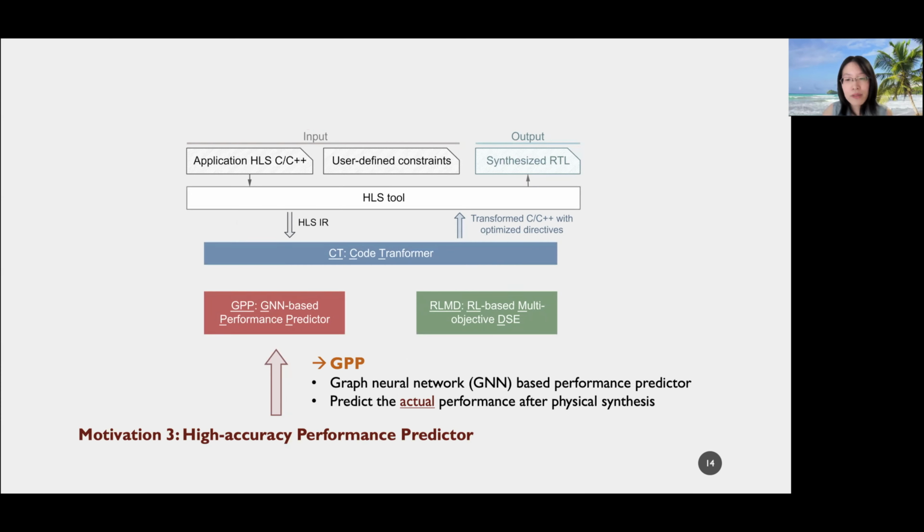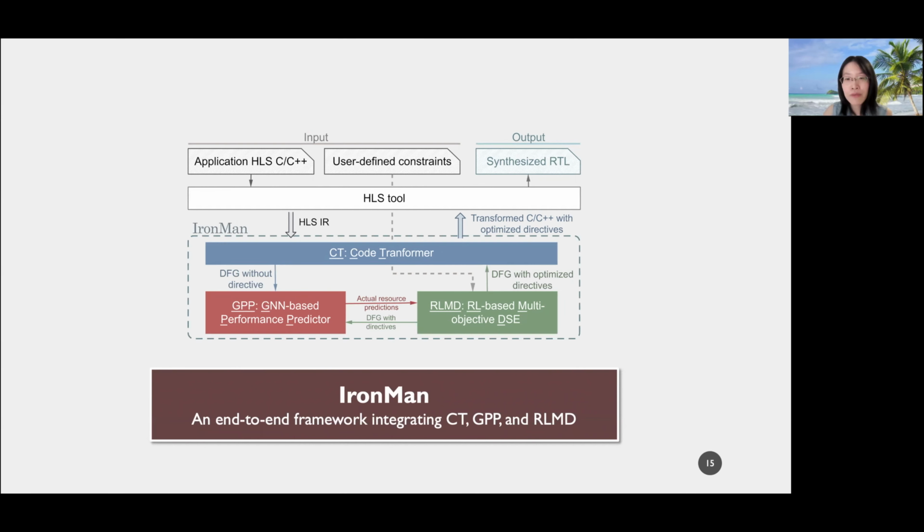While each proposed component can make contributions independently, we further integrate them together into an end-to-end framework, IronMan. IronMan takes HLS C or C++ code and user-specified constraints as inputs, and outputs the transformed code with proper HLS directives. The regenerated code either meets the predefined requirements or provides Pareto solutions among different optimization objectives.